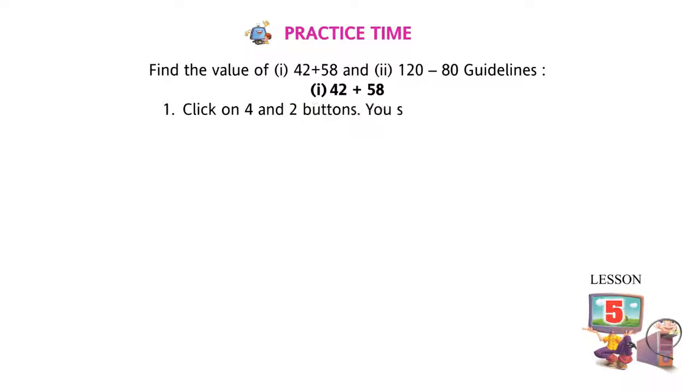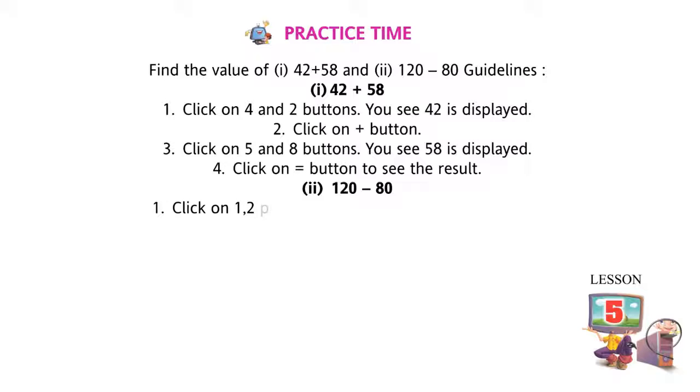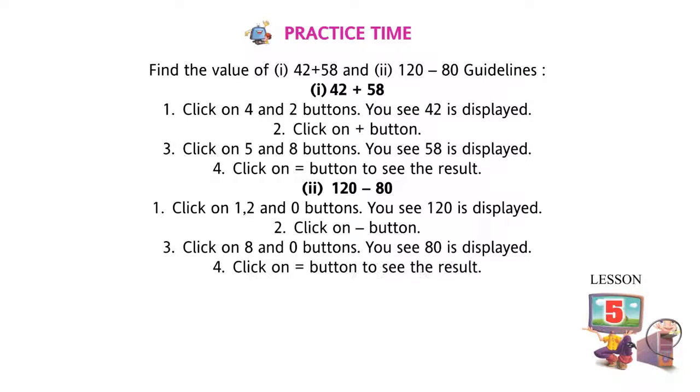Practice time. Find the value of first, 42 plus 58 and second, 120 minus 80. Guidelines. 42 plus 58. 1. Click on 4 and 2 buttons. You see 42 is displayed. 2. Click on the plus button. 3. Click on 5 and 8 buttons. You see 58 is displayed. 4. Click on the equal button to see the result.